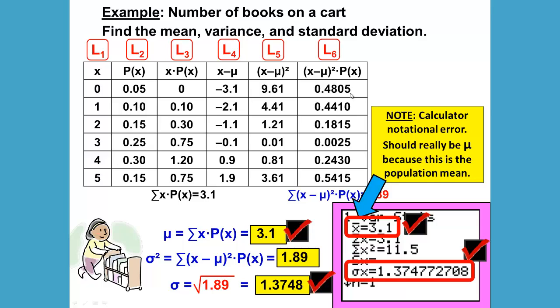The population standard deviation is given by sigma, with the X indicating that it's for the X values that we typed in. So ignore the X and look for the sigma. And the population standard deviation does match what we got at 1.3748. Please follow your teacher's guidelines for rounding.